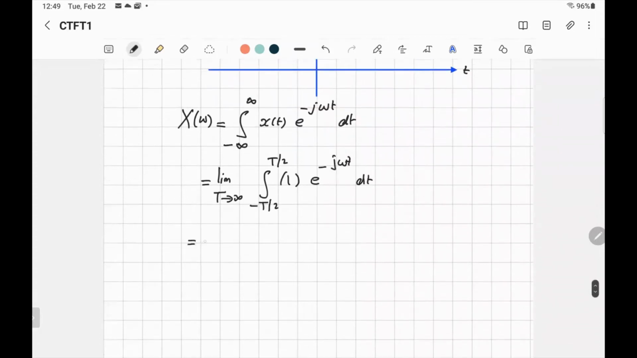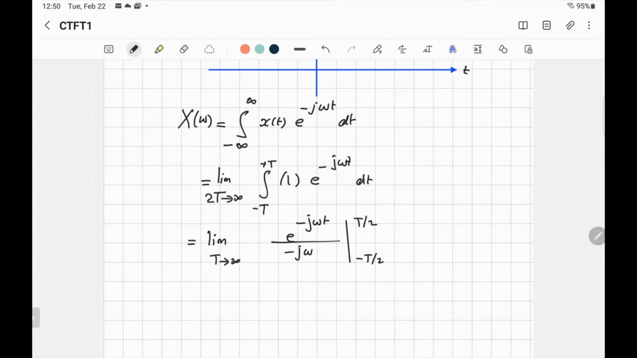Okay. So it's equal to the limit as T goes to infinity. What's the integration of e to the minus something? It will be e to the minus j omega t divided by minus j omega, and the integration limits will be from negative T over 2 to T over 2. If T over 2 bothers you, you can make it from negative T to positive T, which tells you the essence of this. In this case, you want 2T going to infinity. It's the same thing as from minus alpha to alpha, where 2 alpha goes to infinity. It's just a way to find the integration from negative infinity to positive infinity. And from negative T to positive T, as we said before, that's 2T.